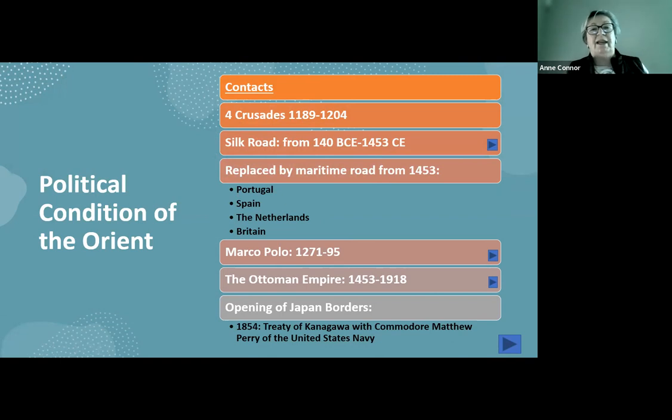So it was replaced by maritime road from 1453, and then gave access to particular countries like Portugal, Spain, the Netherlands, and Britain, which competed for these trading routes all around Africa and then going all along the coast of Asia. Of course, prior to 1453, we have the famous expedition by Marco Polo that had these contacts between 1271 and 1295.